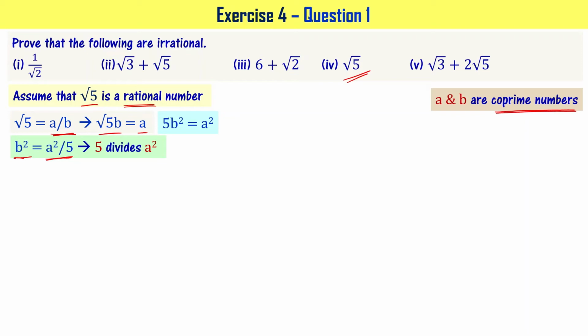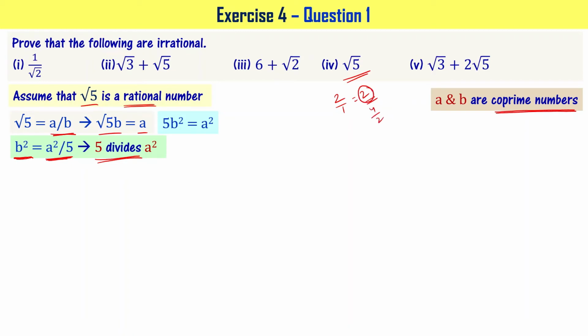It means b square is also an integer, right? a square by 5 is equal to an integer. It means 5 divides a square, right? For example, 2 by 1 is 2. It means 1 divides 2, right? Because when you say 2 by 1 equal to 2, 1 divides 2, and that's how we are getting an integer here, right?